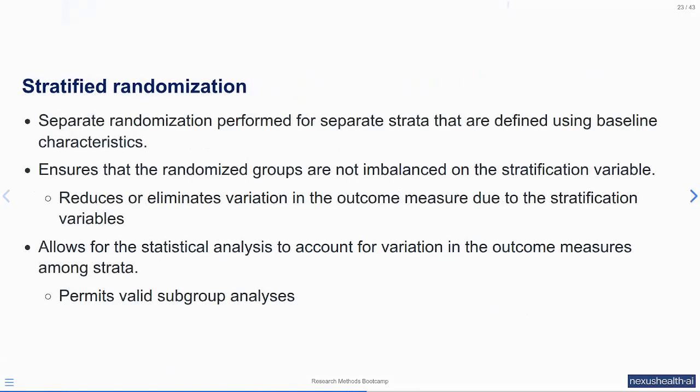Stratified randomization. In stratified randomization, separate randomization is performed for separate strata that are defined using baseline characteristics. This ensures that the randomized groups are not imbalanced on the stratification variable, and it helps to reduce or eliminate variation in the outcome measure due to stratification variables. It allows for statistical analysis to account for variation in the outcome measures among strata, and stratified randomization permits valid subgroup analysis.